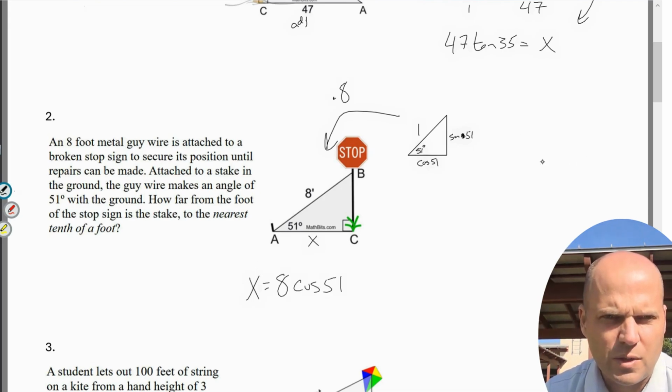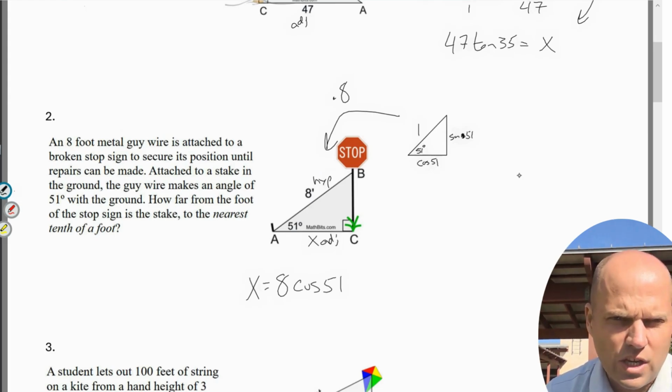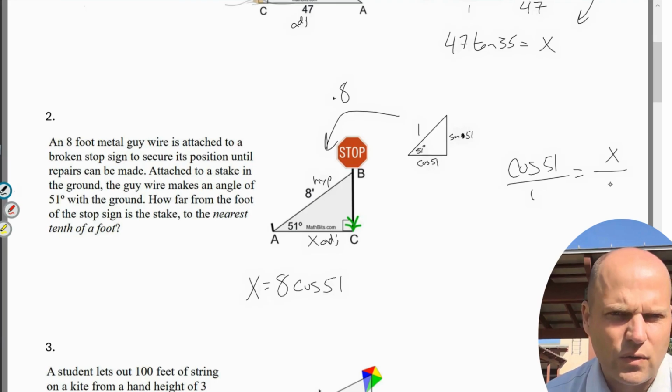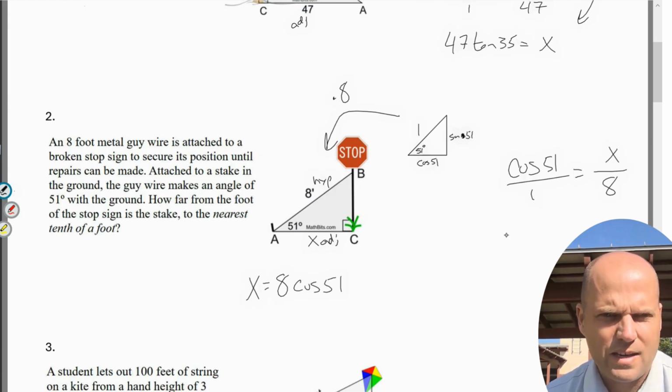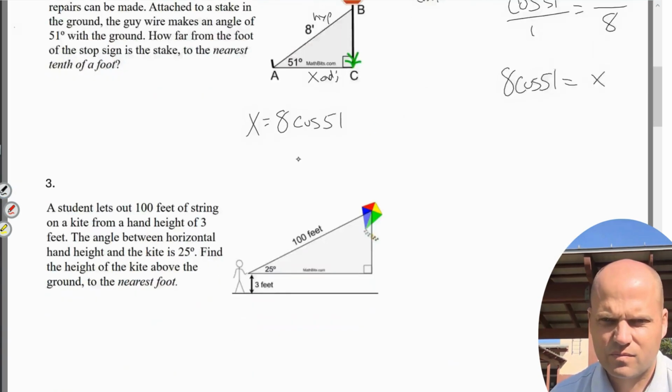If you did the proportion, you'd say this is the adjacent, this is the hypotenuse. You would use cosine of the angle over 1 would equal the adjacent length over the hypotenuse. So this is essentially like your small triangle. This is your big triangle. Multiply by 8, you get the same thing. Cross multiply, divide, or whatever. Solve for x.